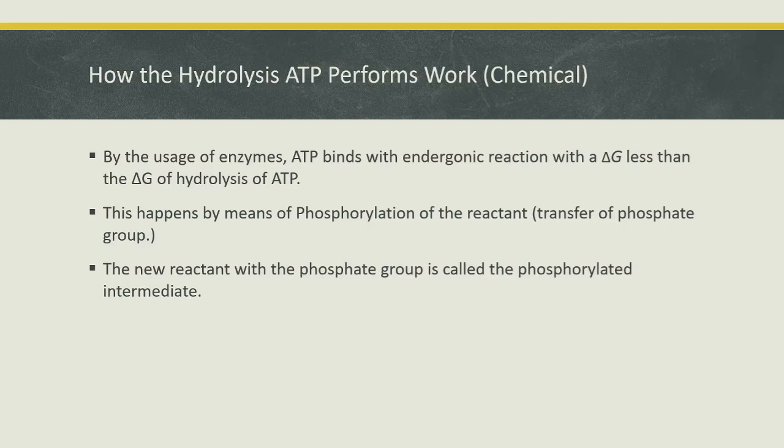sometimes binds, for example, to the enzyme, and these enzymes are also going to be helping us to regulate how much energy the reaction will need to start. This happens by means of phosphorylation of the reactant. Phosphorylation is just a process of transferring phosphate groups. I do have a diagram that shows it better, so just hang in there on that concept. The new reactant, the one that now contains the phosphate group, is called the phosphorylated intermediate.